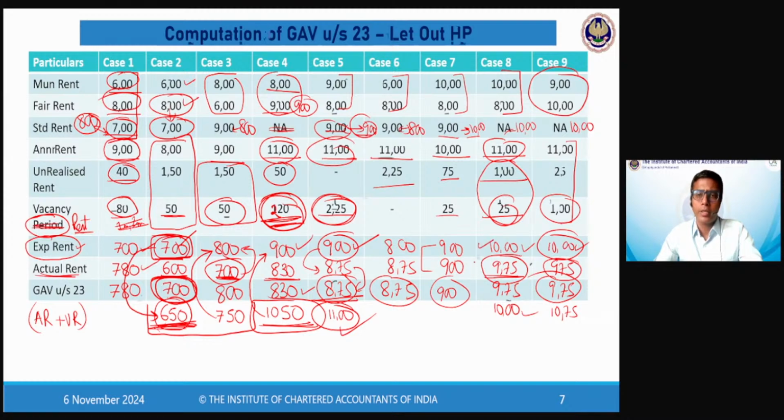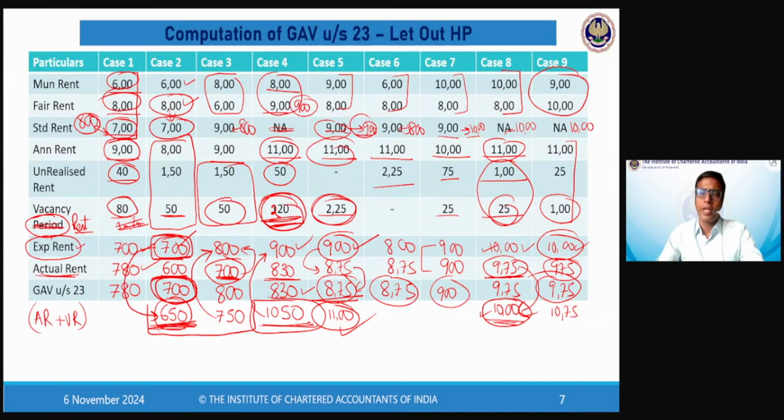Now ER is higher than AR. So I'll make another calculation. I will check what if there was no vacancy. Then my AR would have been 1000 again. Now if this would have been 1000, it means the ER which was appearing as greater is actually not greater. My AR is actually correct. Why is it correct? Because had there been no vacancy, the AR would have been 1000. Then it would have matched with ER. It means my AR which I'm getting as 975 is correct. It is appearing as lower only because of vacancy.